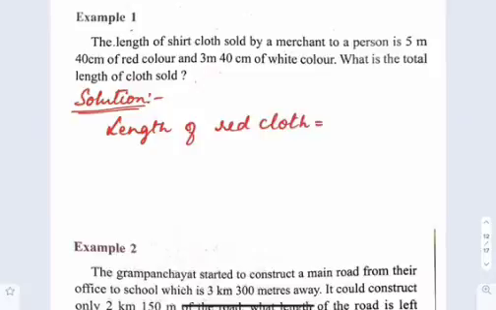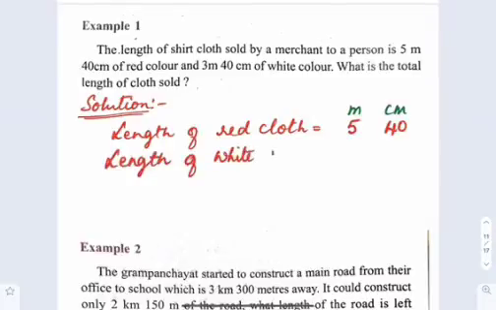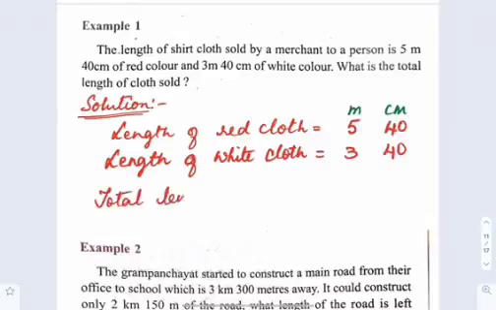is equal to, here also children we can make it into 2 columns and then write. Now 5 meters 40 centimeters is what is being given, correct? Length of white cloth is equal to, what is the measurement children? 3 meters 40 centimeters, correct? Now what is the total length of cloth sold? What operation do you do here? It is the total length that you need to find out.